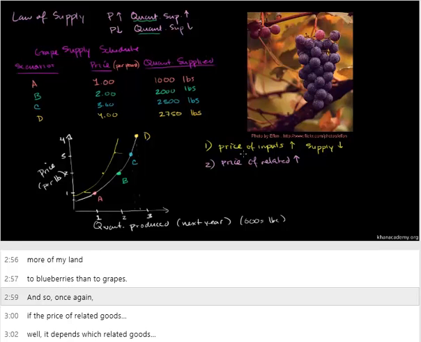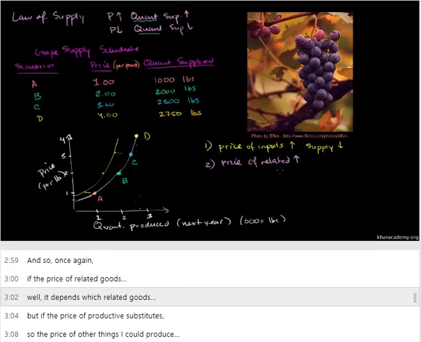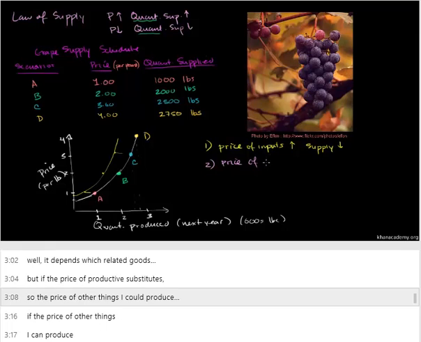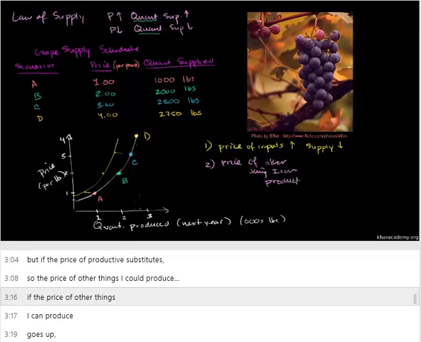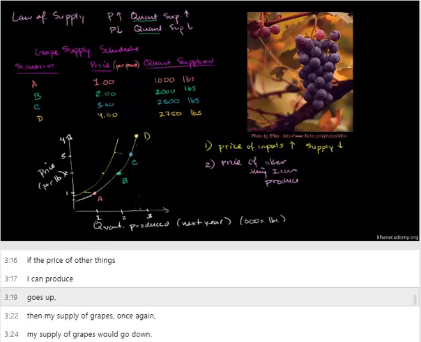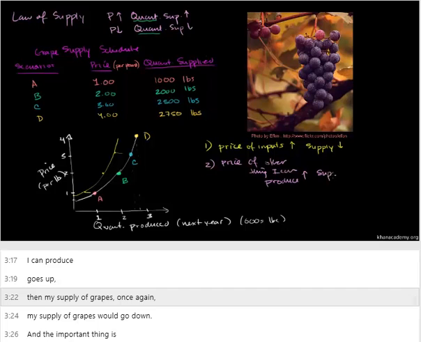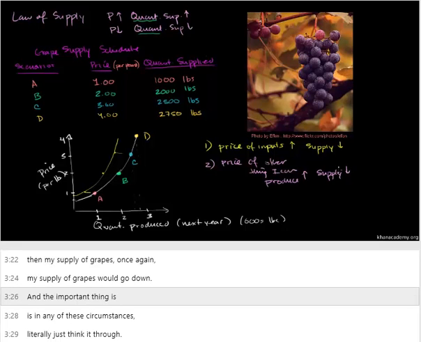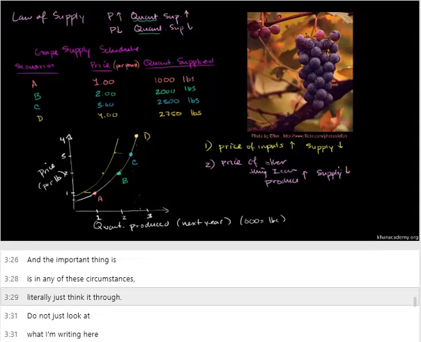So once again, if the price of related goods, it depends which related goods, but if the price of productive substitutes, so the price of other things I could produce, goes up, then my supply of grapes would go down. And the important thing is in any of these circumstances, literally just think it through.